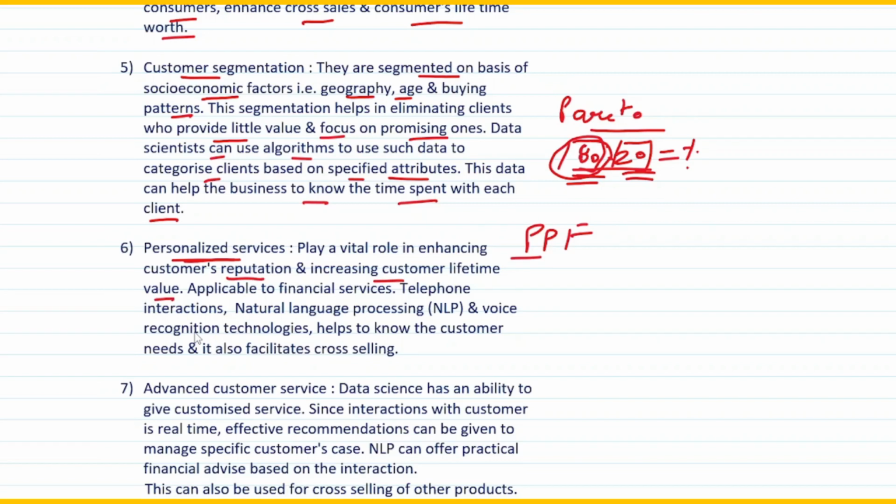How is it applicable to financial services? For example, there are things like telephone interactions, right? You can have person-to-person conversation, so that gives you the most personalized service. You also have something called natural language processing. That's something we read before, as in the computers or the AI, they can understand text or spoken words in the same way as a human does, right? So if you give a personalized service in the form of telephone interactions or NLP or voice recognition technologies, you would have heard something called an IVR. IVR is basically interactive voice response.